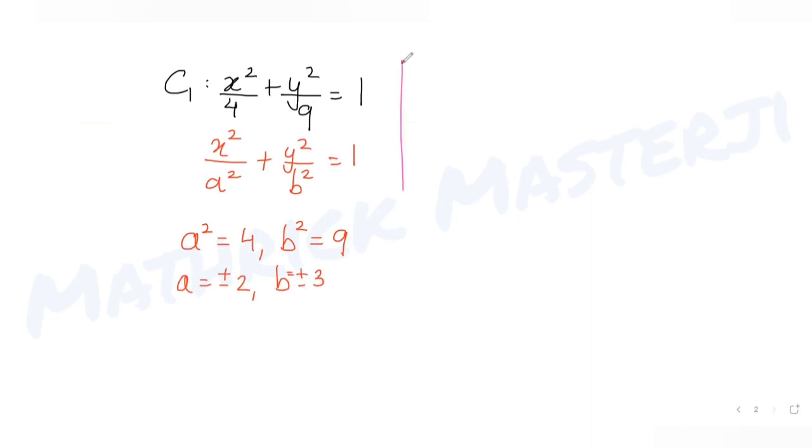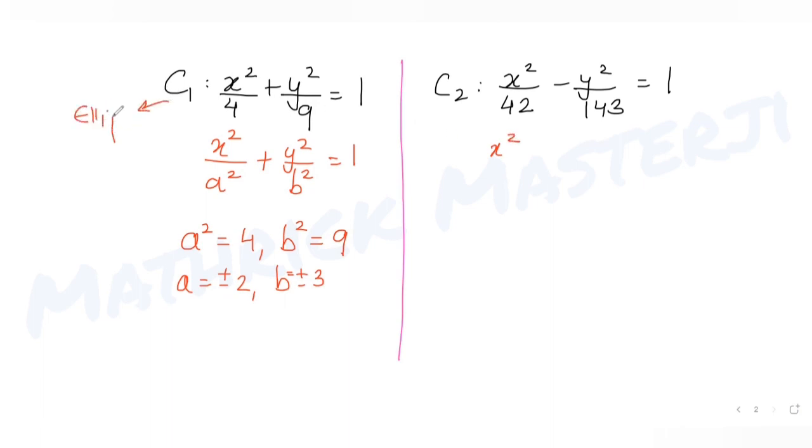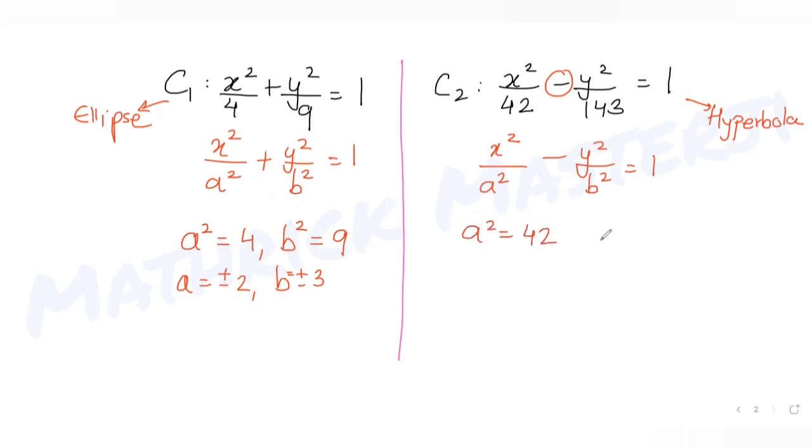Now, the second curve C2, x square over 42 minus y square over 143 equals 1. The first equation is the equation of an ellipse, and this one, because of the minus sign present, is the equation of a hyperbola. Comparing with the general form x square over a square minus y square over b square equals 1, a square is 42 and b square is 143.